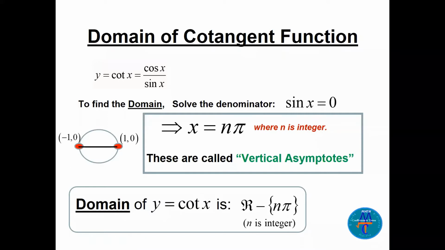Now, to find the domain of the cotangent function, we know cotangent function is equal to cosine of x divided by sine of x. So we need all the vertical asymptotes. That means where the value in the denominator is 0, that means where sine of x is equal to 0, which is x equals n pi, where n is an integer. So the domain of the cotangent is all real numbers except n pi, where n is an integer. Remember now, the argument is only x. If we change the argument, then all this argument should be equal to n pi.